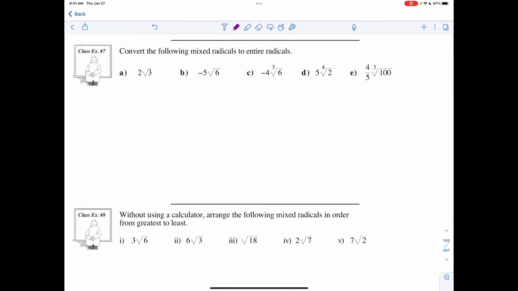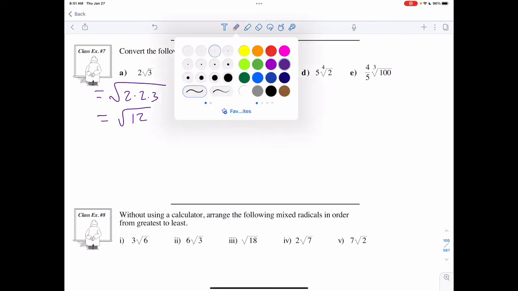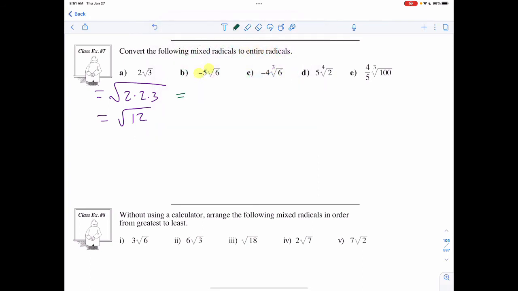So if I'm converting these into entire radicals, then I'm going to say for the first one is a square root, so the square root of 2 times 2 times 3, or the square root of 12. For the second one, it's a square root, so I can't move the negative in, but I still need to state that it's negative. So negative 5 times 5 times 6, which is negative square root of 150. Don't forget the negative here, otherwise it's wrong.